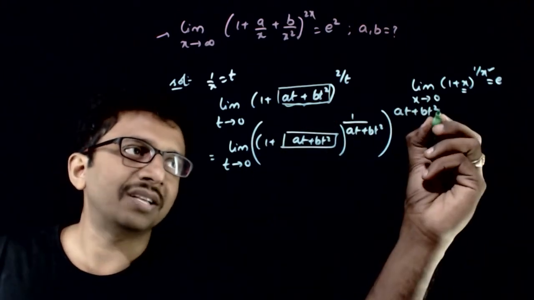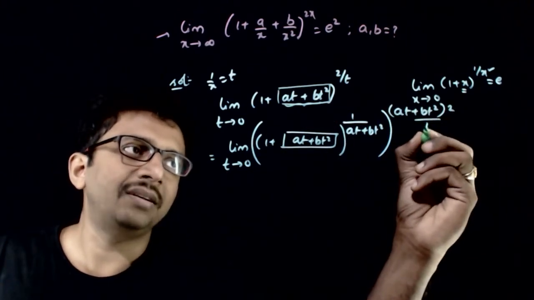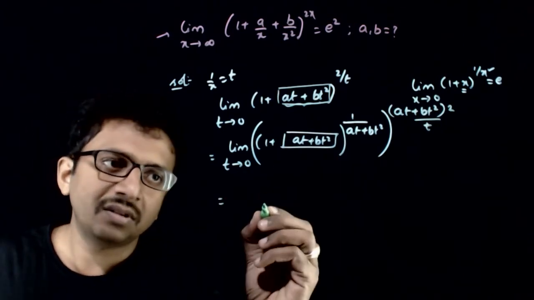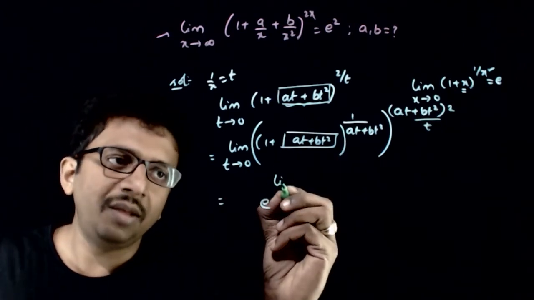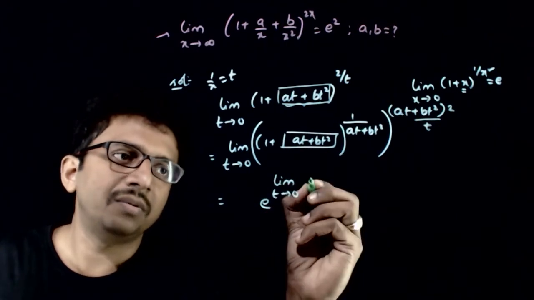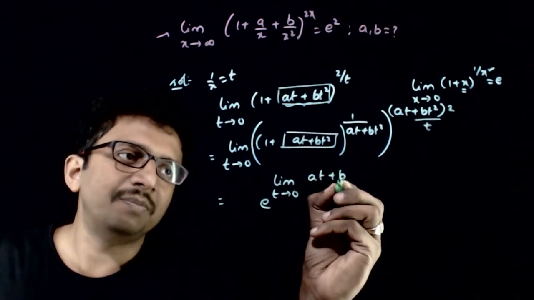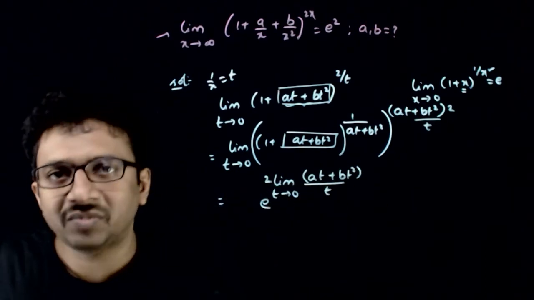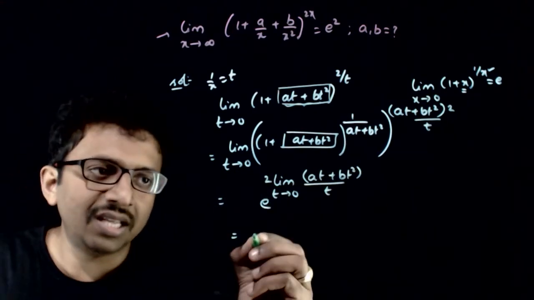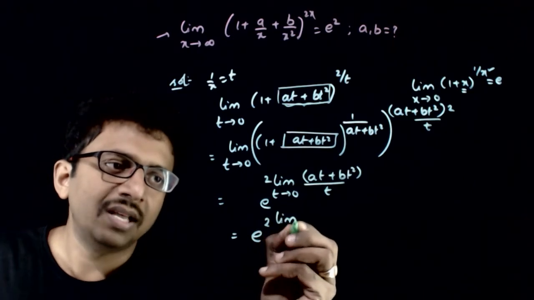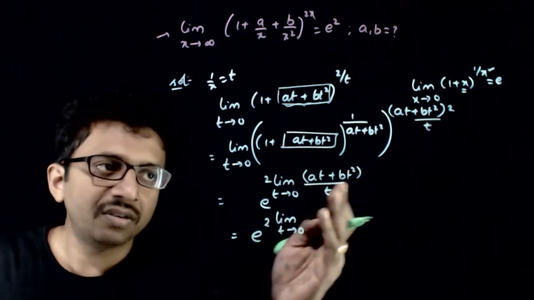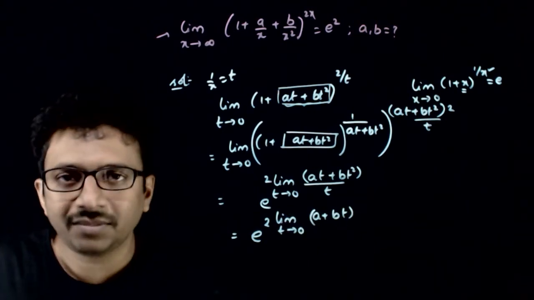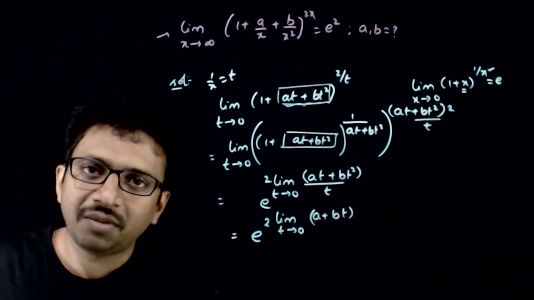So you have a 2/t extra, into 2/t. So this becomes e. So e to the power limit t tends to 0 of (at + bt²)(2/t). That's the value of the limit. That is equal to e to the power 2 times limit t tends to 0, and if I take t common, I get a + bt. So this is the value of this limit.